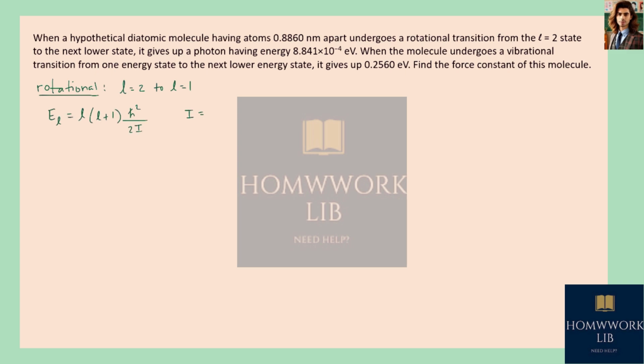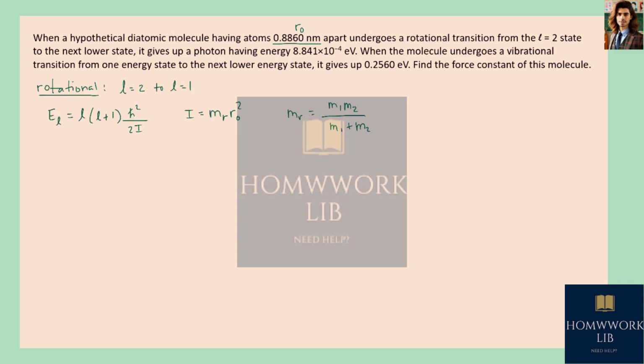And now the moment of inertia for a diatomic molecule is equal to its reduced mass times R naught squared, where the separation between the atoms is R naught. So that's going to be the 0.8860 nanometers given in the problem. And quick reminder of what reduced mass means, even though we're not going to need to substitute for it. In fact, we're going to eliminate it as a variable. It's the product of the atomic masses over the sum of their masses.